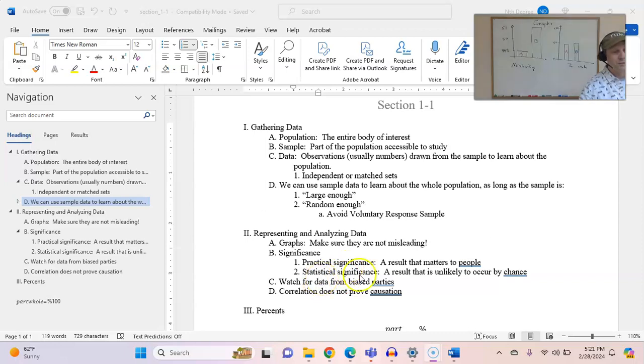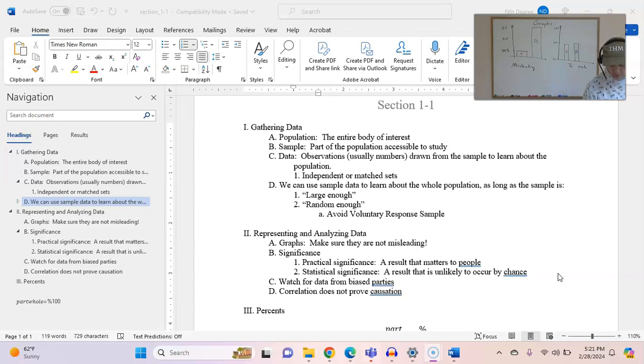But statistical significance means that we've proven a result, or we've demonstrated a result that is unlikely to occur by chance. In other words, there must be something to it, because we've observed something happen that probably wouldn't happen at random. So we must have demonstrated that there is, in fact, some kind of effect going on.